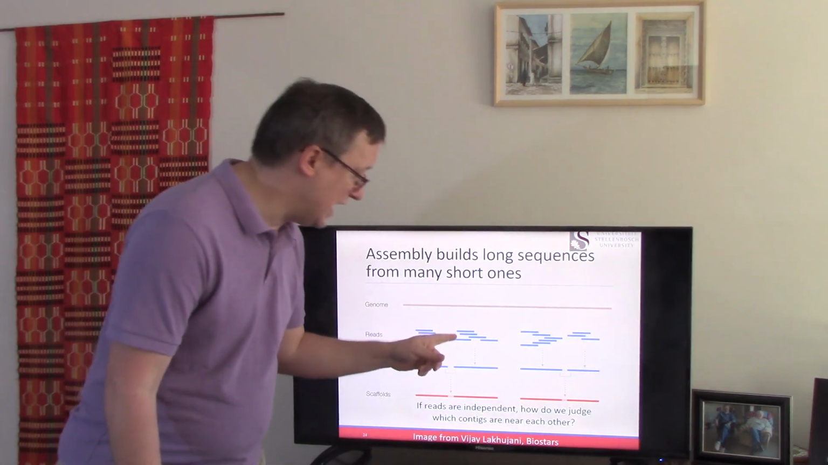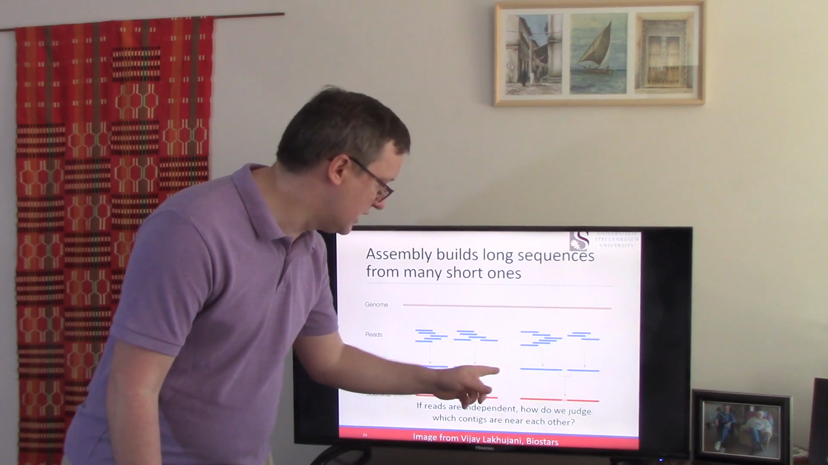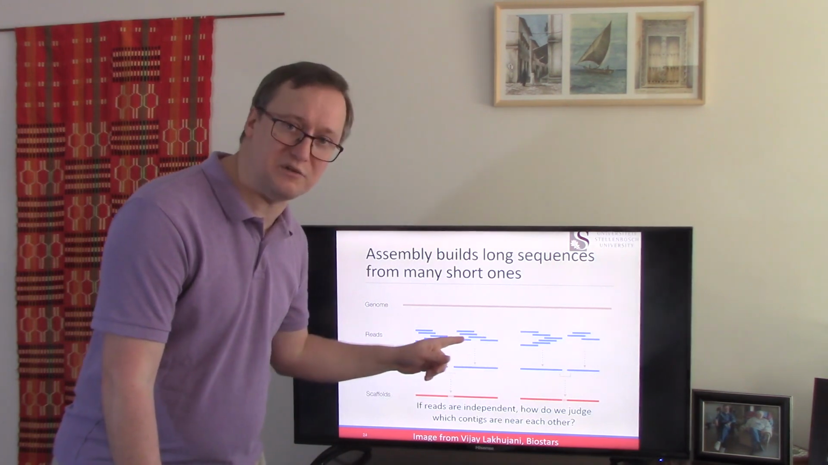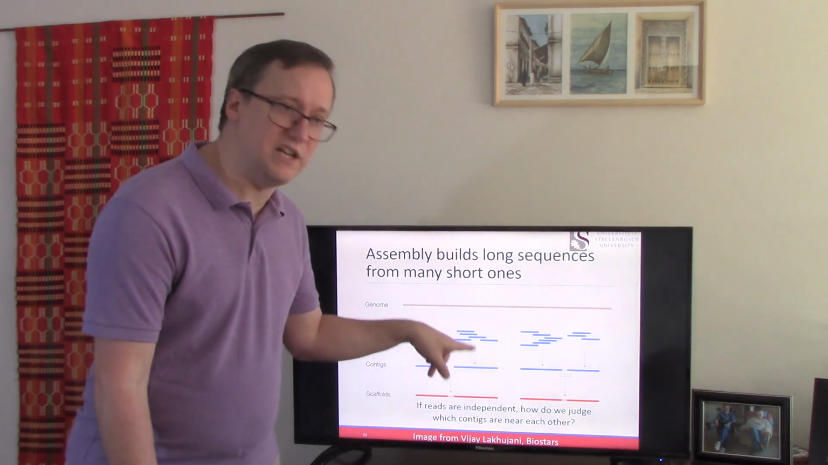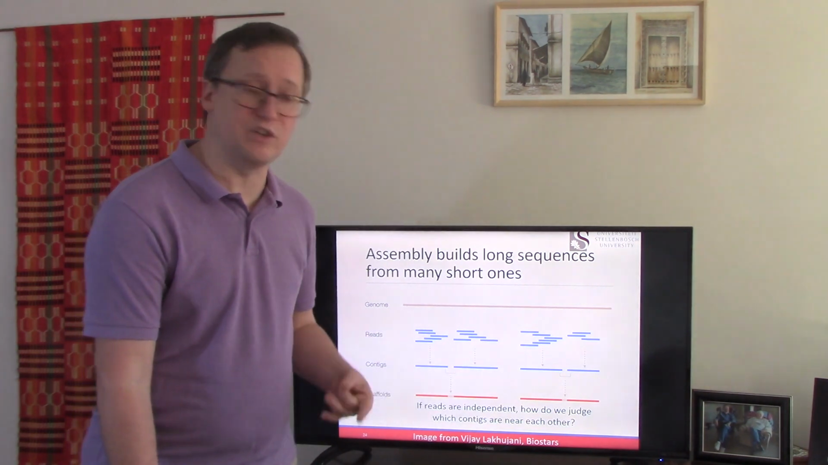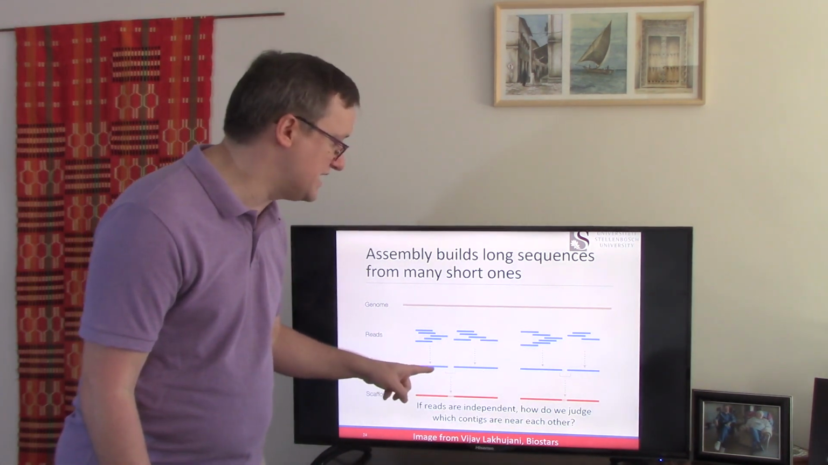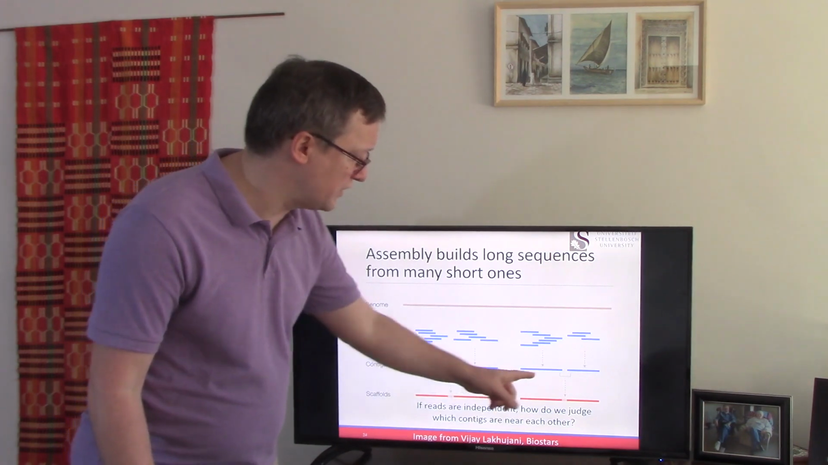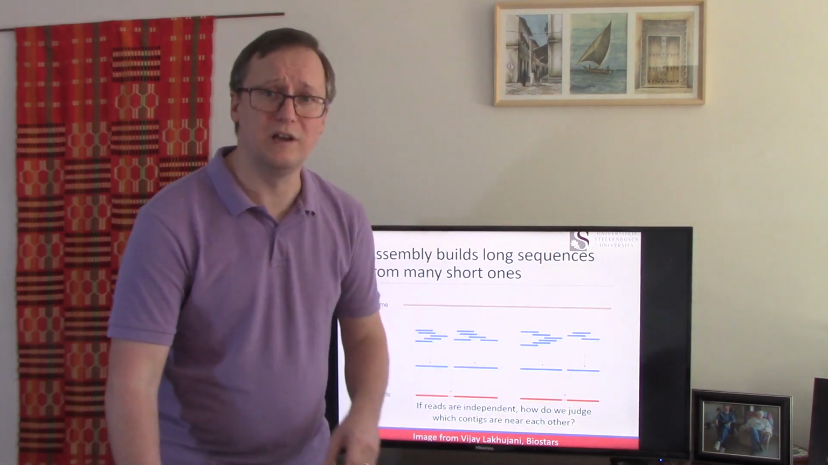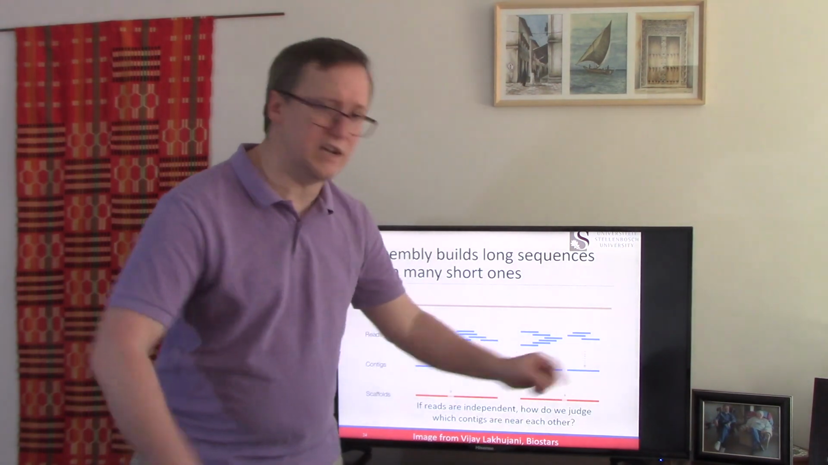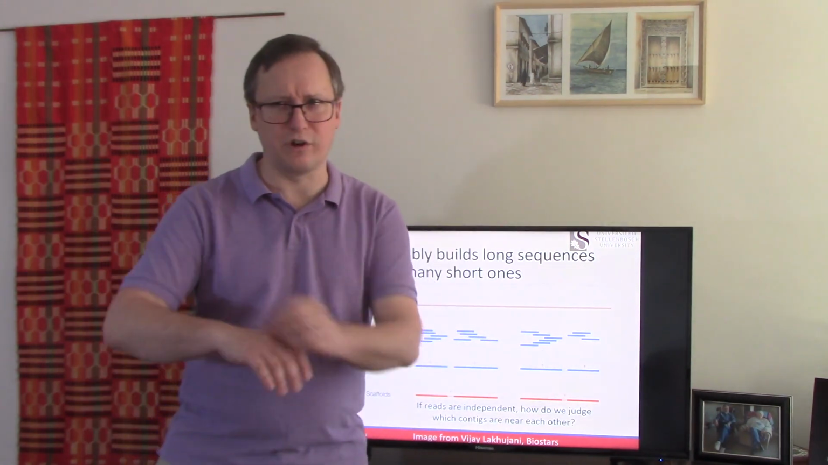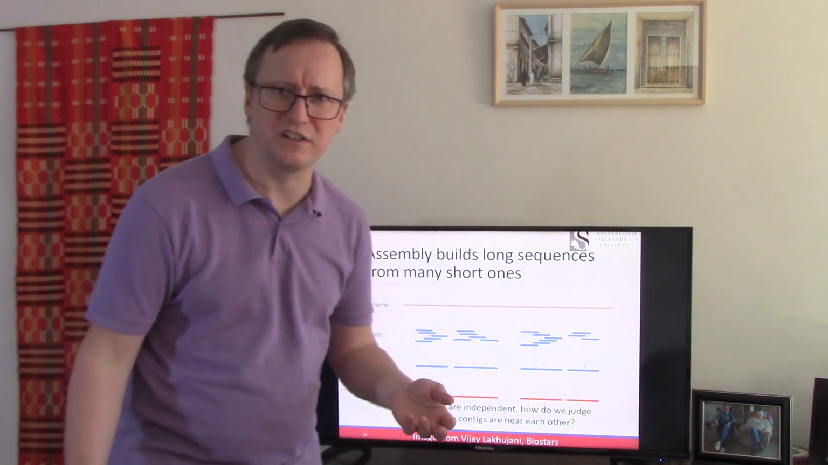Great. I similarly have a contig that I've built out of the neighboring stretch. But if each of these reads are independent of each other, I don't have any way of knowing that this contig happens to be right downstream of that contig, or that this one is right next to that one. I just know contig, contig, contig, contig, and they're not given in that order. They're given in a set of millions of such contigs.